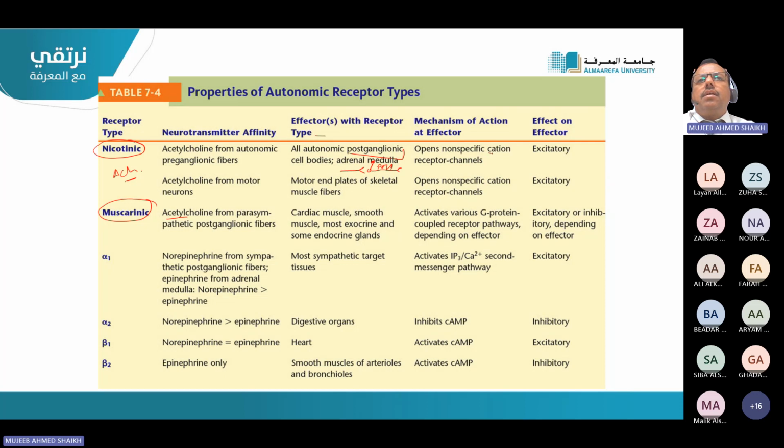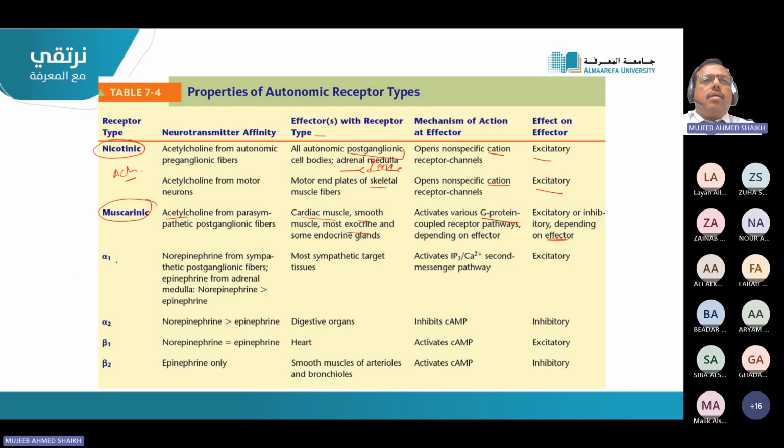They will be opening the non-specific cation channel. They are excitatory. Similarly, at the motor end plates in the skeletal muscle also, they are opening the cation channels and they are excited. Muscarinic receptors are found in cardiac muscle, smooth muscle, and exocrine glands, and are activated through G protein linked receptors, and it may be excitatory or inhibitory depending upon the effect on the organ.